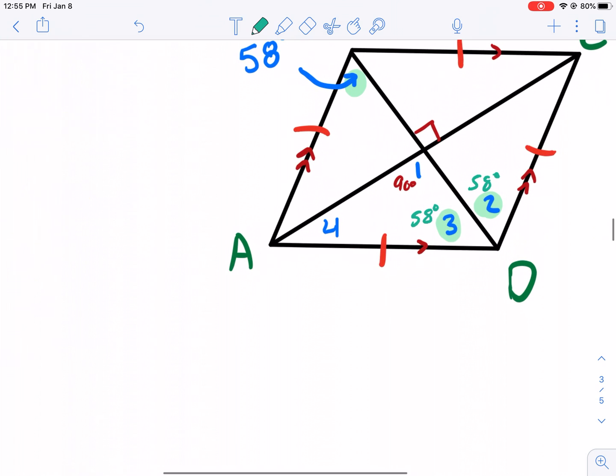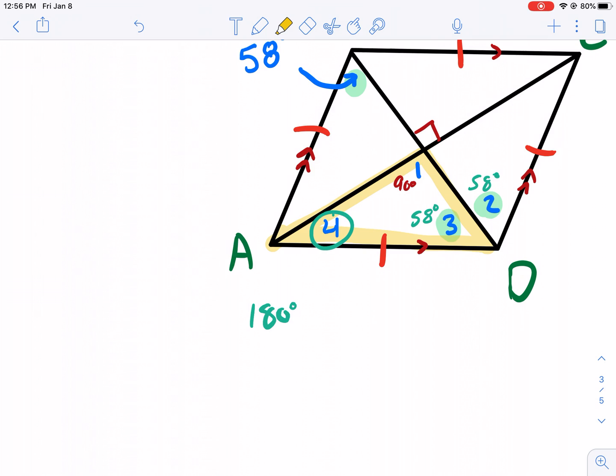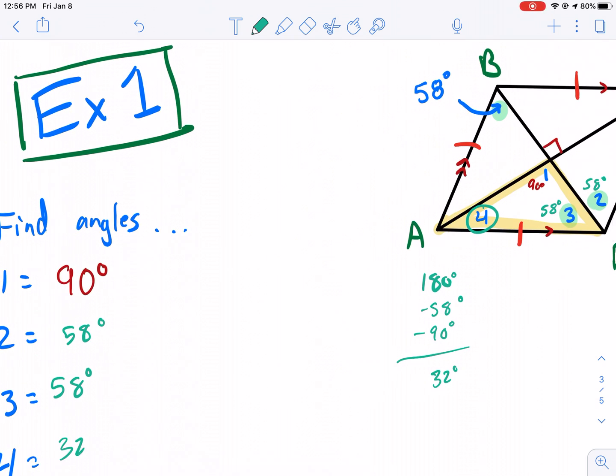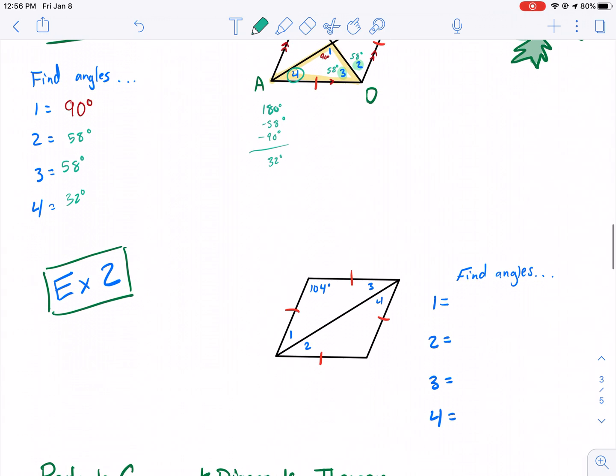Using that information, we can find the fourth one because we know that 90 plus 58 plus angle 4 needs to add up to 180. Why 180? Because we have a triangle in place here. Look, we have a triangle, so the interior angle sum of a triangle needs to be 180. So we do 180 minus 58 minus 90 degrees, and that will tell us what angle 4 is. That will be 32. So this is equal to 32 degrees, angle 4. And we're done with example 1, based on mostly actually both properties for that.